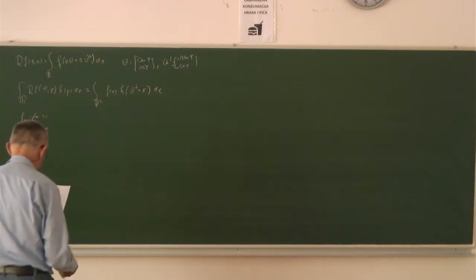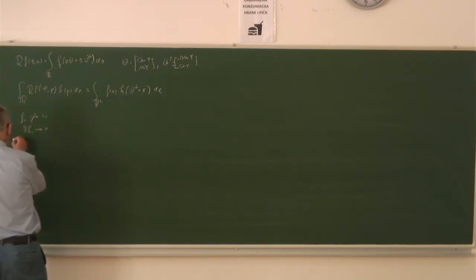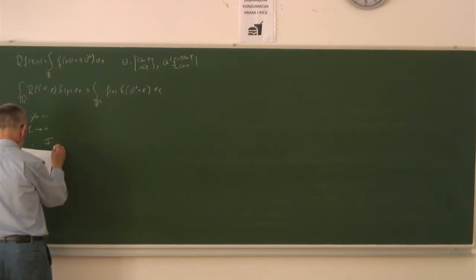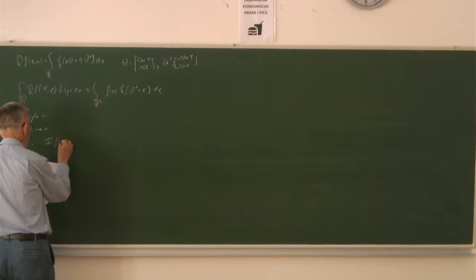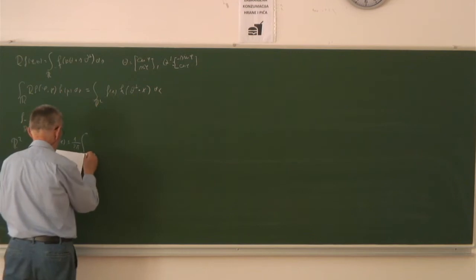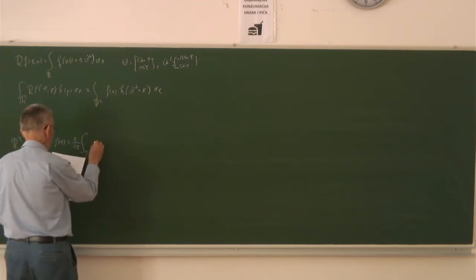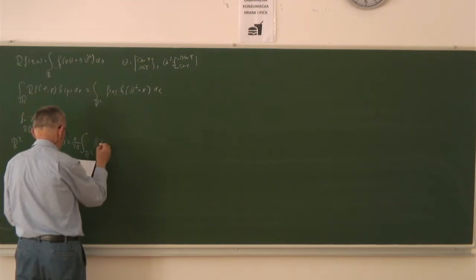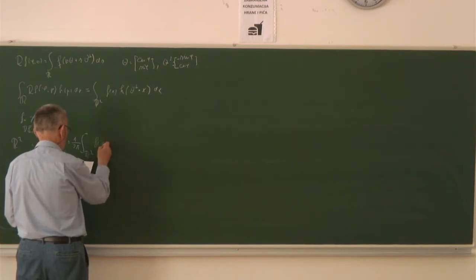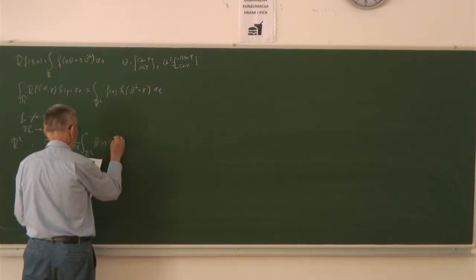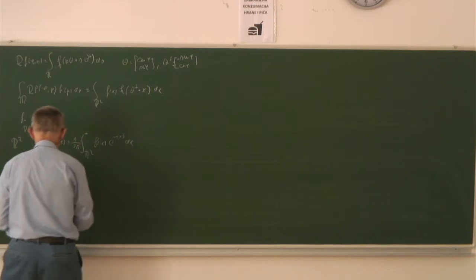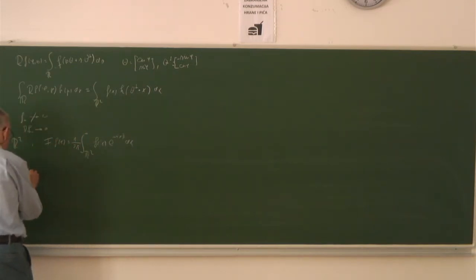So I will define the Fourier transform in R2 as f hat of psi equal to 1 over pi times the integral over R2 of f(x) e to the minus i x psi dx. And also the one-dimensional transform, which I will define with F1.